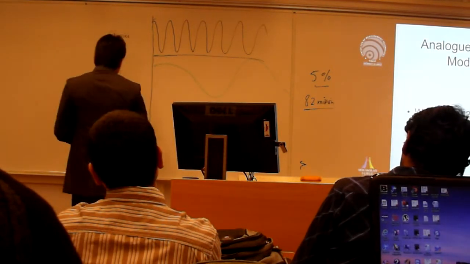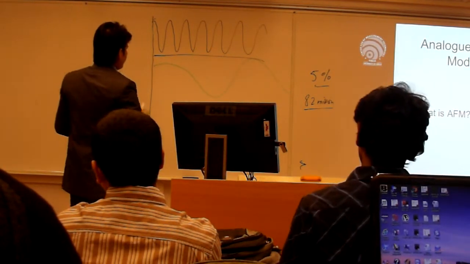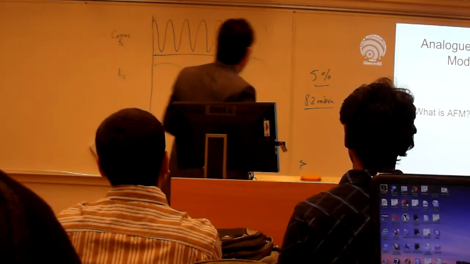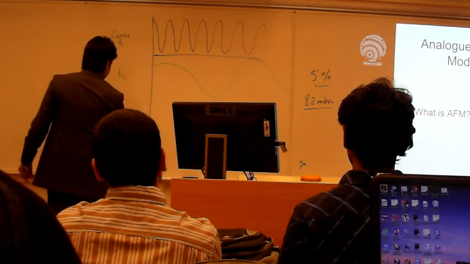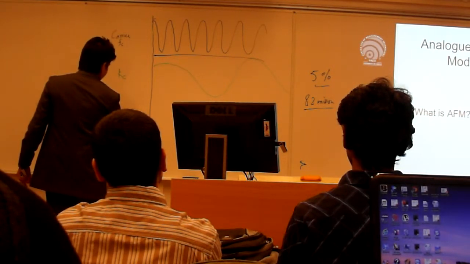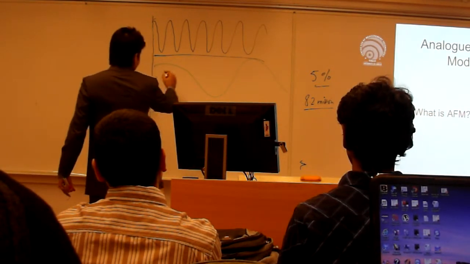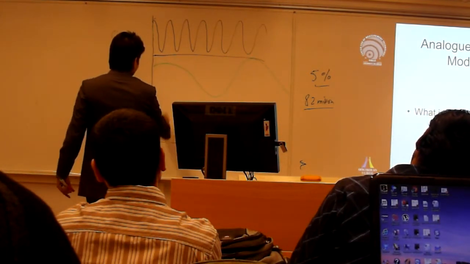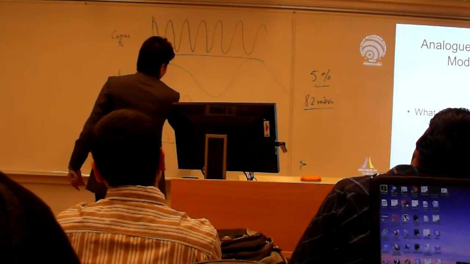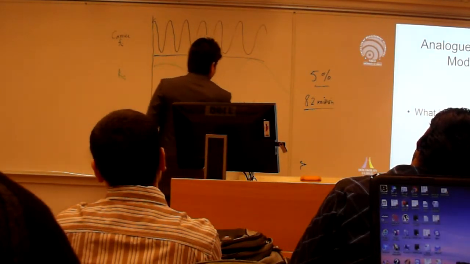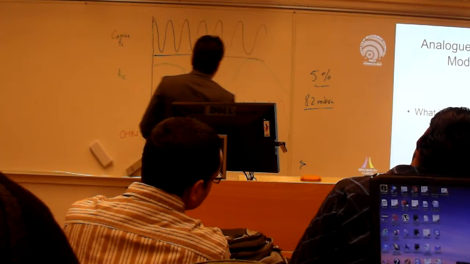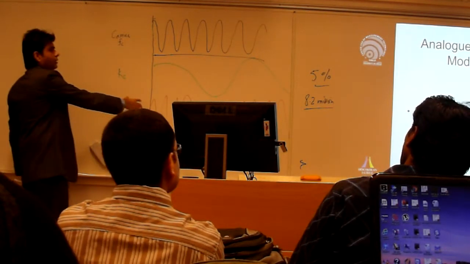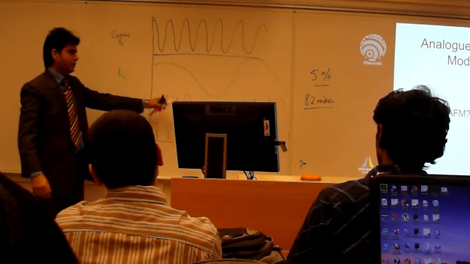Once we have this message modulated with the carrier, the output will look like this. So this is what we listen to on our radio. This is analog FM, what we listen to.